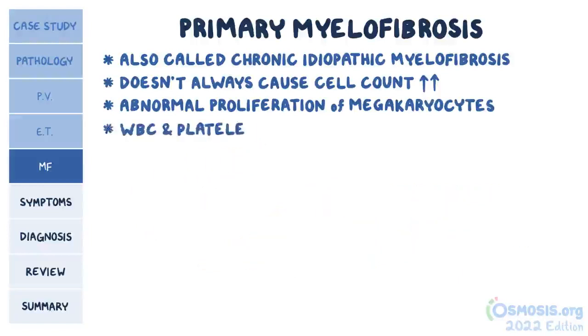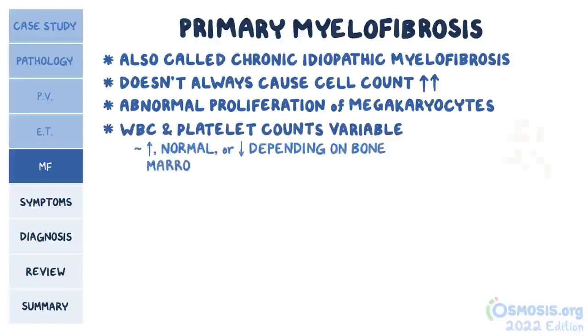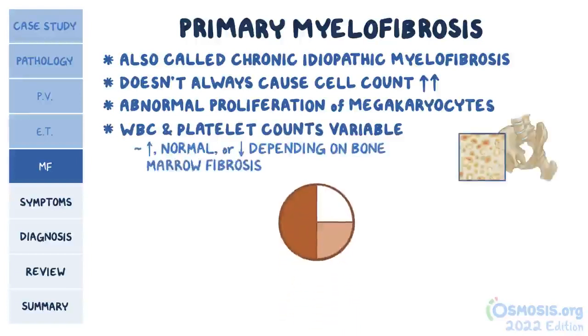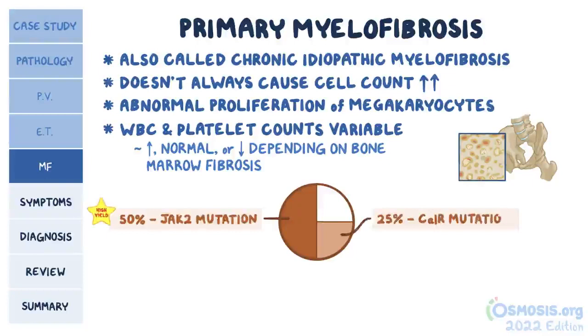The white blood cell and platelet counts are variable and can be increased, normal, or decreased depending on how much of the bone marrow is fibrosed. For your exams, remember that 50% of patients with myelofibrosis have a JAK2 mutation, and 25% have a CalR mutation, and that's exactly the same as in essential thrombocythemia.